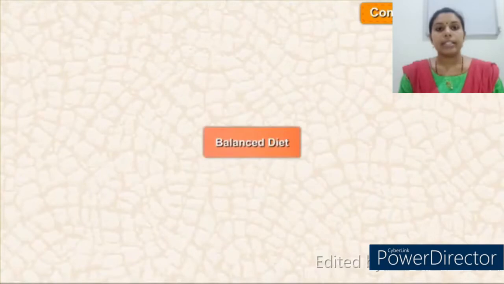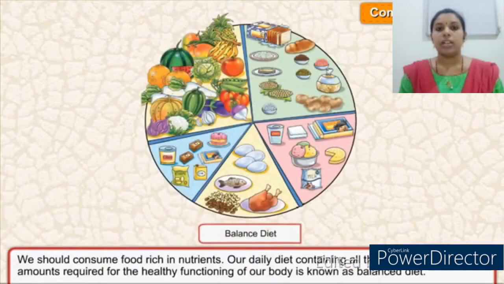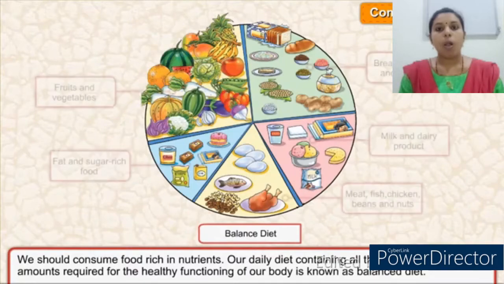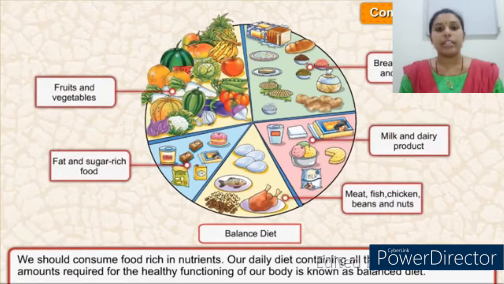Next, balanced diet. We should consume food rich in nutrients. Our daily diet containing all the nutrients in right amount required for the healthy functioning of the body is called balanced diet. We should eat food from all food groups every day.